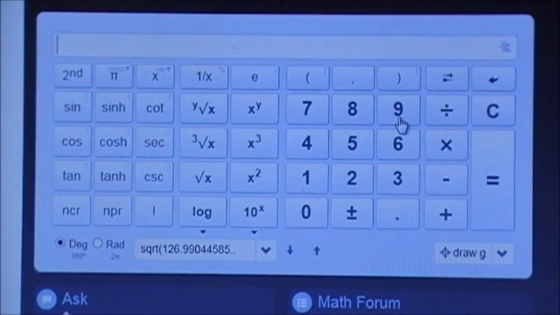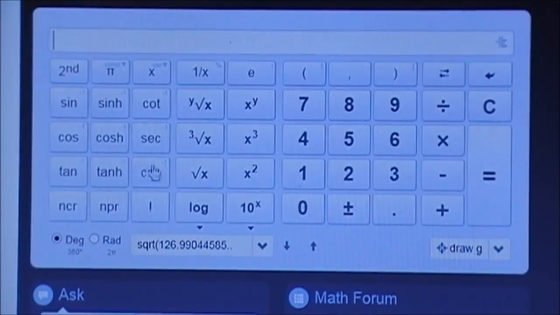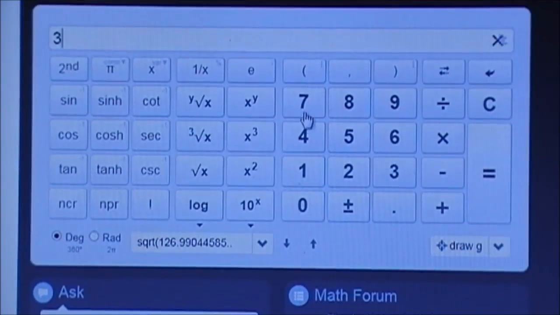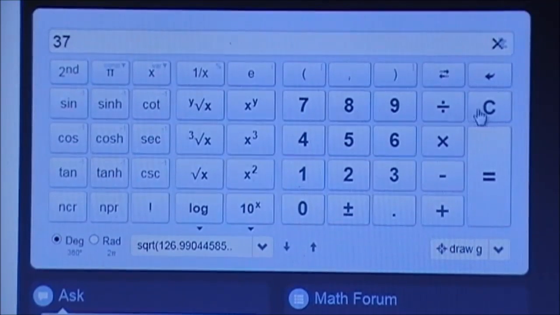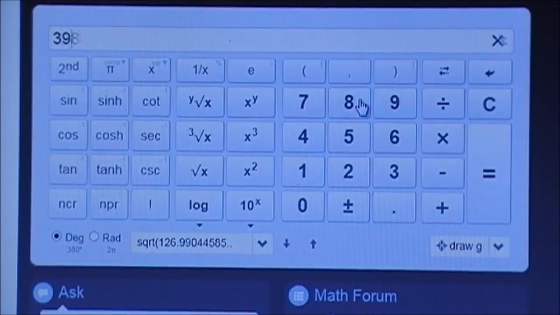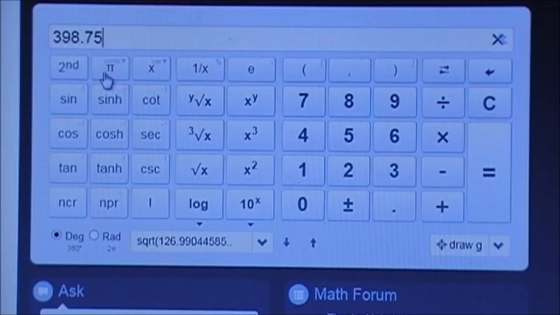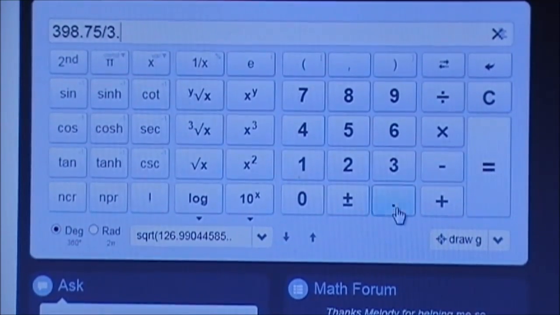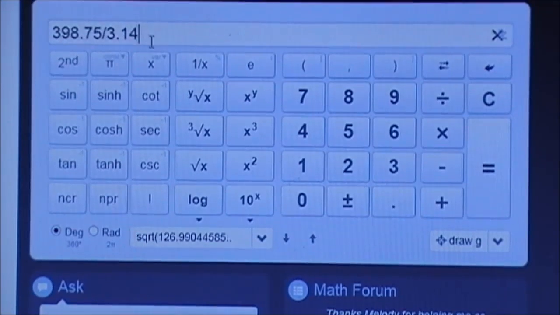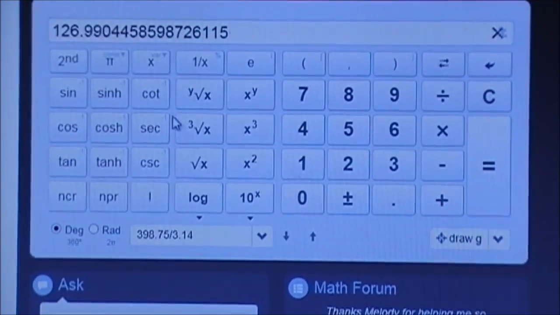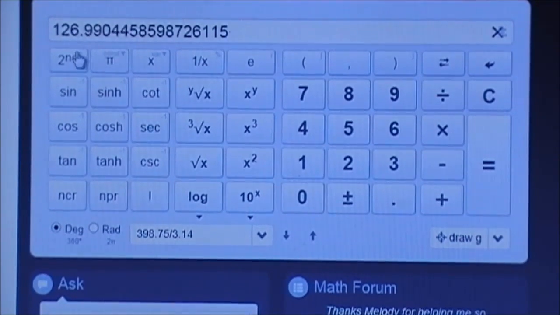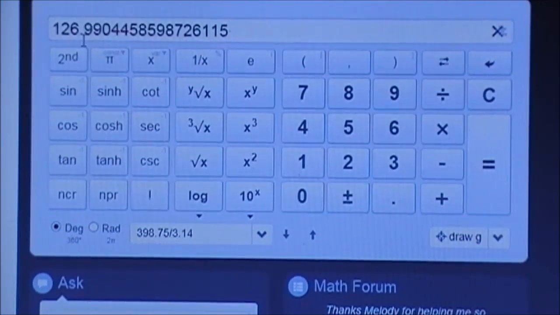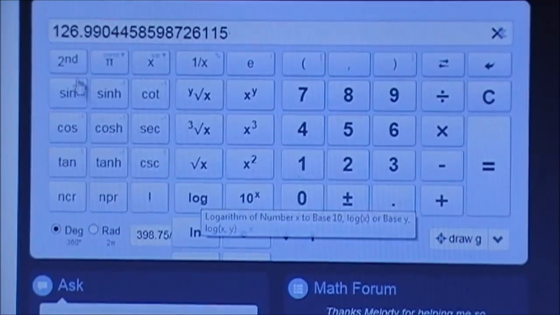Okay, so here's my scientific calculator. Got all the cool scientific buttons over there. 398.75, that's our area of our circle. I want to divide that by pi. I'm just using the 2-decimal pi, 3.14. It tells me that the radius squared of this circle would be 126.99 centimetres. Rightio.